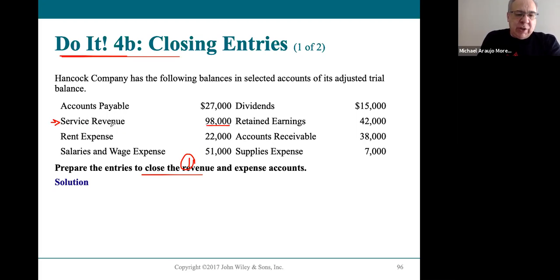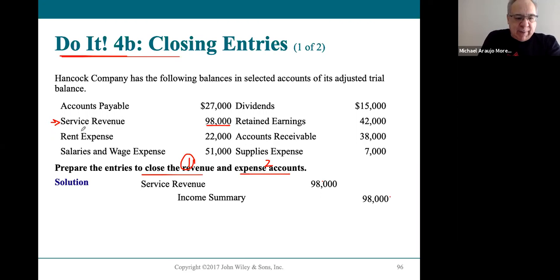So how do you close an account? In other words, how do you get service revenue to have a zero balance? Well, you're going to have to debit the account by $98,000, right? That means service revenue has a zero balance. 98,000 on the credit side, 98,000 on the debit side, zero balance. You move that money temporarily to income summary. So there's a credit of 98,000 sitting in income summary. That's step 1.